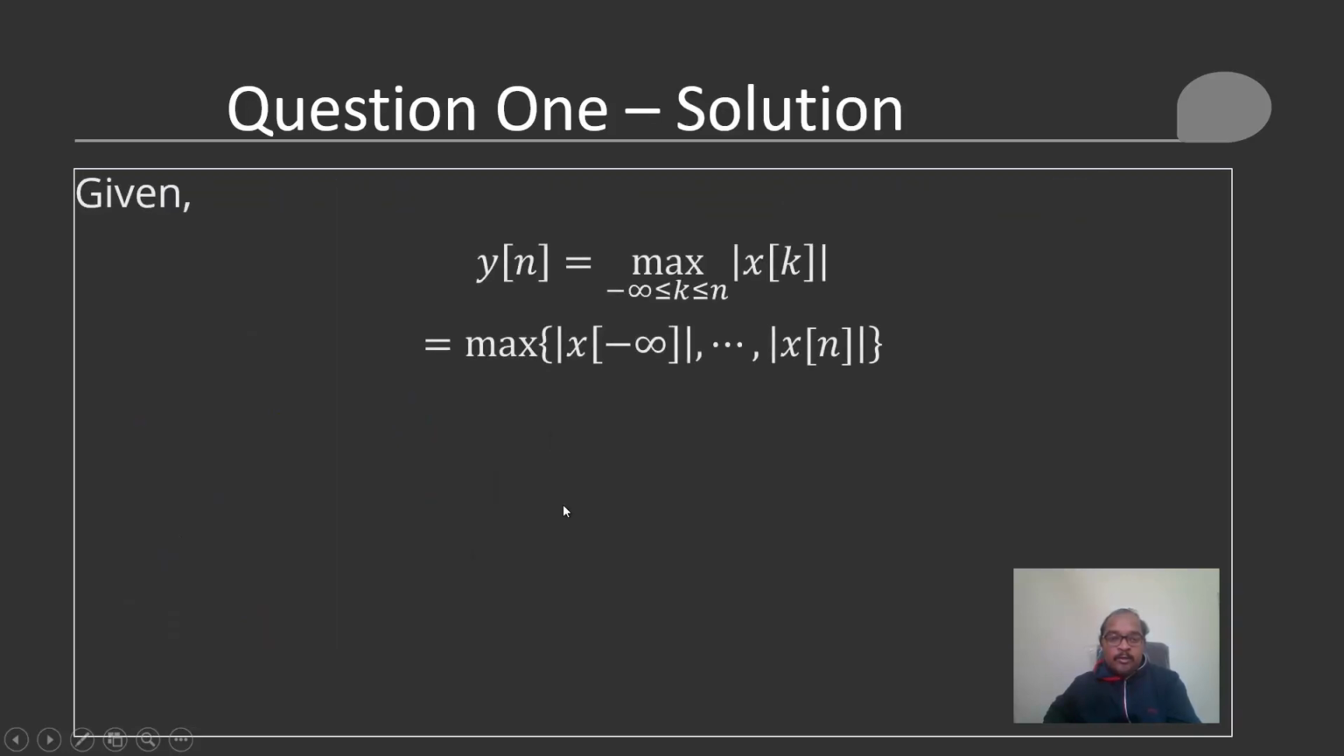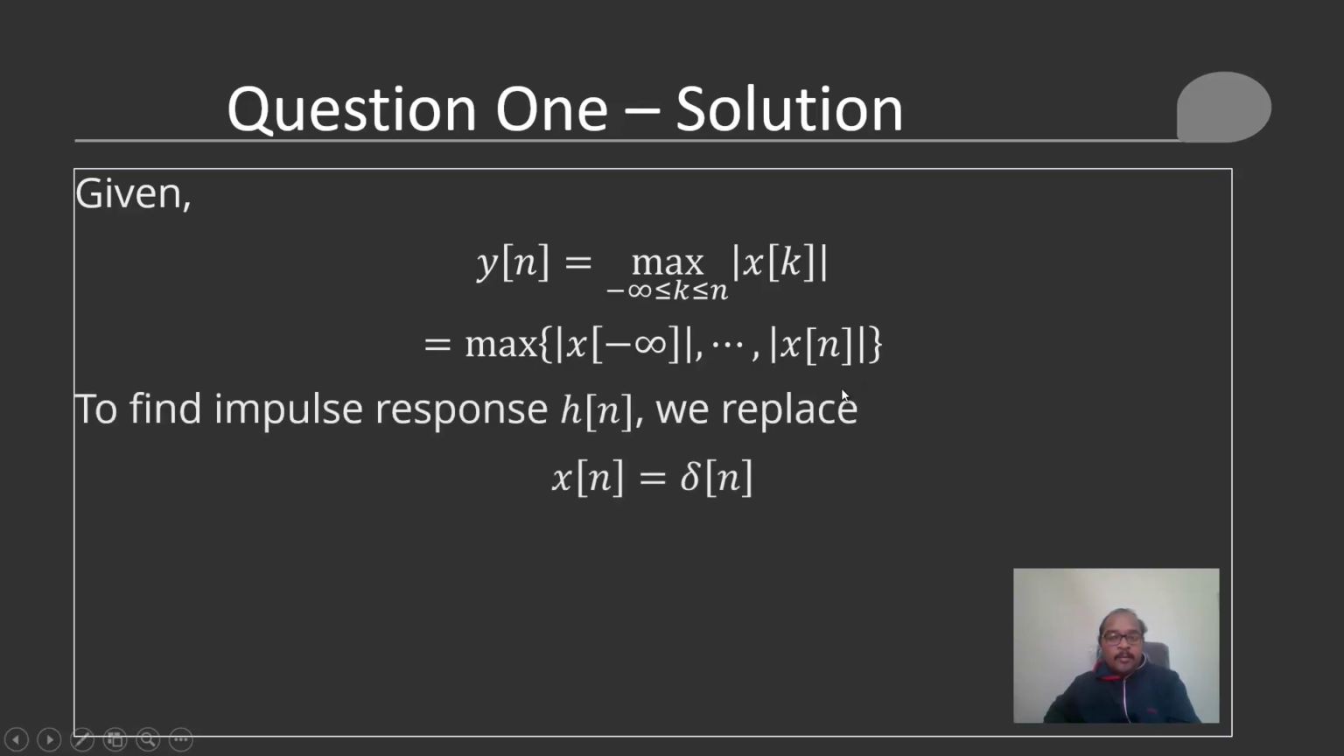So the solution goes like this. What is given for us? It is given that y of n is equal to max of modulus of x of k, where k varies from minus infinity to n. If we expand that, we get max of modulus of x of minus infinity and so on up to modulus of x of n.